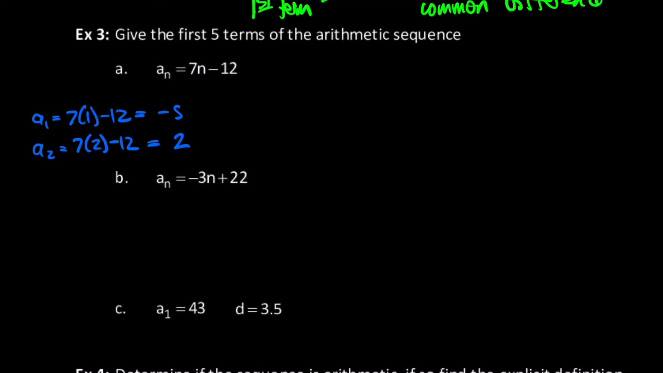So what I notice now, because it already tells me it's arithmetic, I don't need to go any further, because it looks like I just went up 7. So if you want to find a sub 3, a sub 4, and a sub 5, I could just take my previous number here and add 7 to it. Okay, well, I think that might be a little bit quicker. So 2 plus 7 is 9. 9 plus 7 is 16. 16 plus 7 is 23. So there you go. You found the first 5 terms.